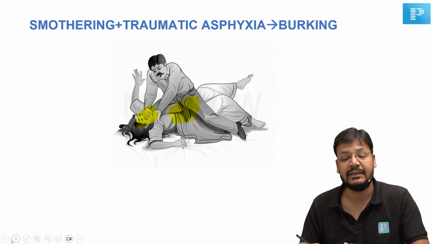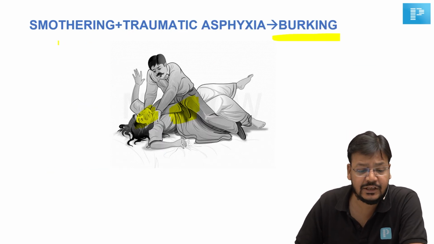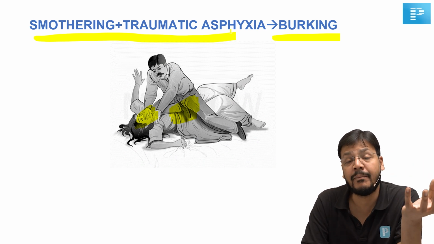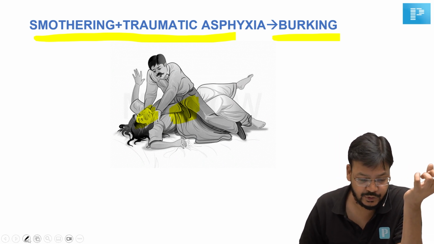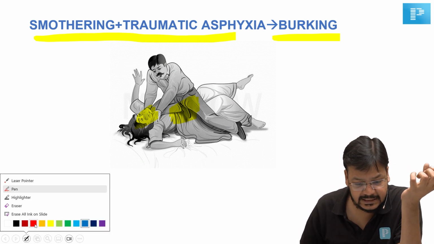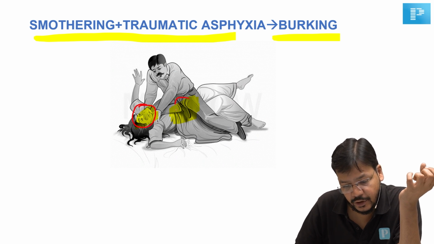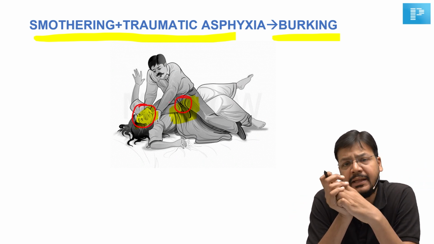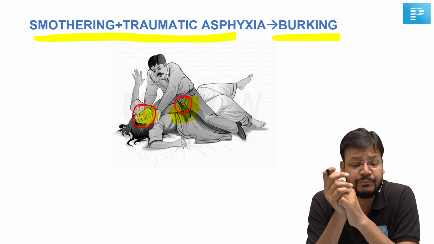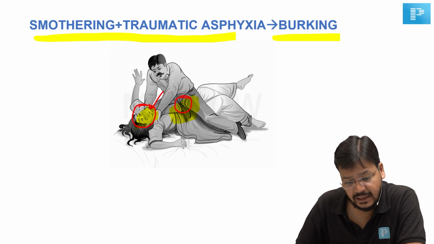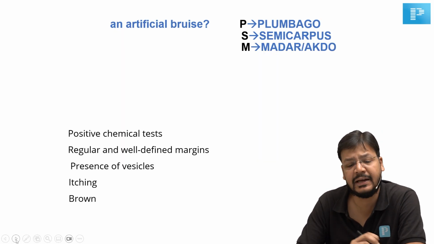So as you can see, this is burking. What is burking? Burking is a combination of smothering and traumatic asphyxia. This combination is known as burking.